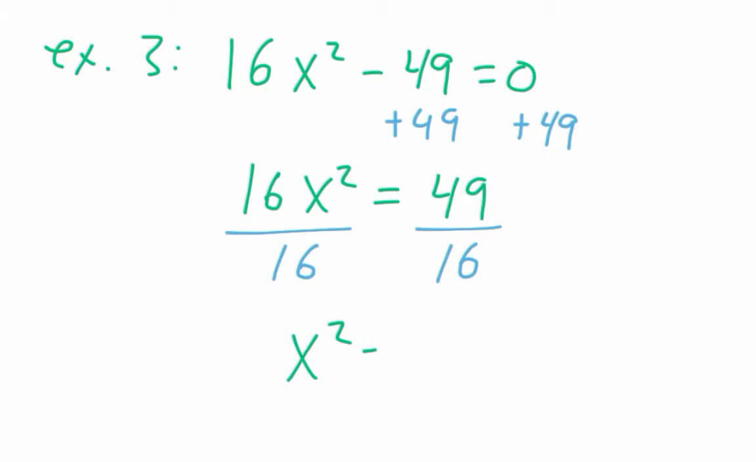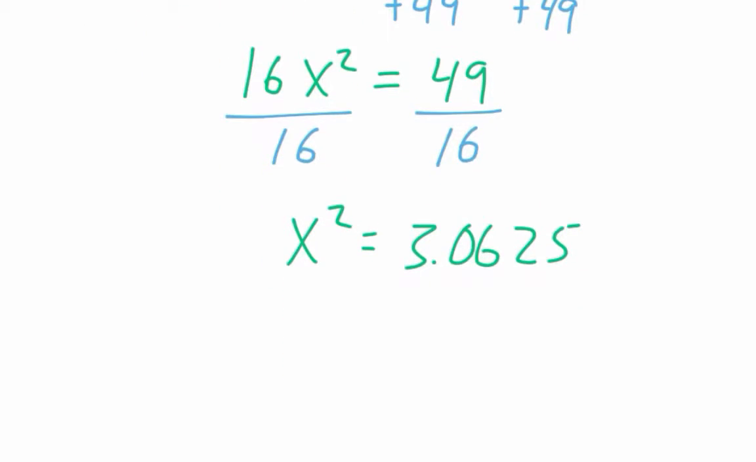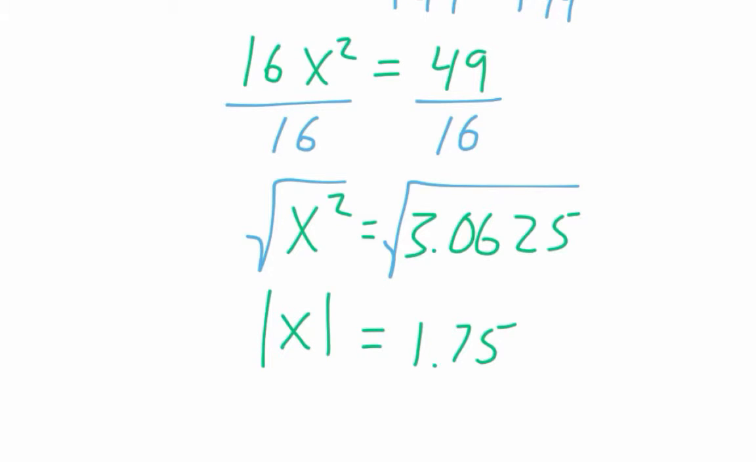I'm left with x squared equals 3.0625. So now we square root it. And I made this work out kind of nicely. I have a 1.75 on the right, and on the left I have the absolute value of x.